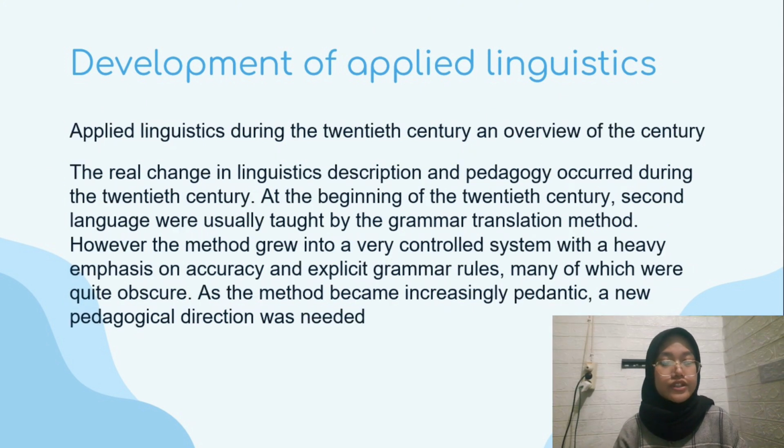Development of applied linguistics. Applied linguistics during the 20th century, an overview of the century. The real change in linguistic description and pedagogy occurred during the 20th century. At the beginning of the 20th century, second languages were usually taught by the grammar translation method. However, the method grew into a very controlled system with a heavy emphasis on accuracy and explicit grammar rules, many of which were quite obscure. As the method became increasingly pedantic, a new pedagogical direction was needed.